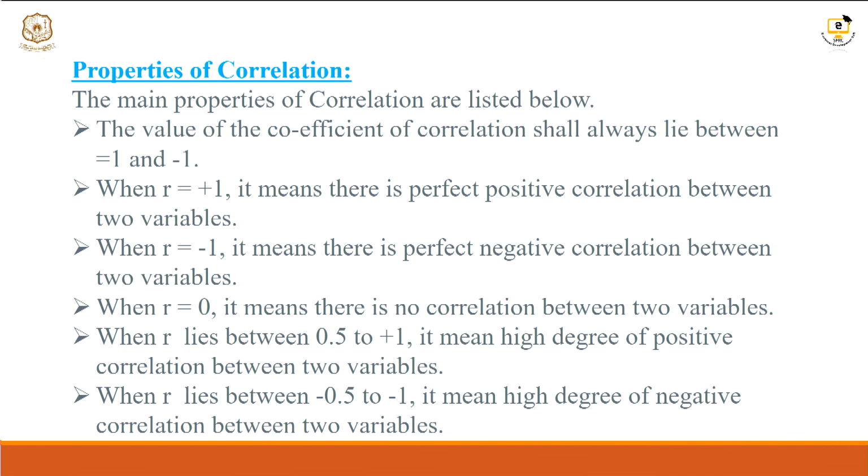When r lies between 0.5 and +1, that is a positive value, this means that there is a high degree of positive correlation between the two variables. When r lies between -0.5 and -1, it means that there is a high degree of negative correlation between the two variables.